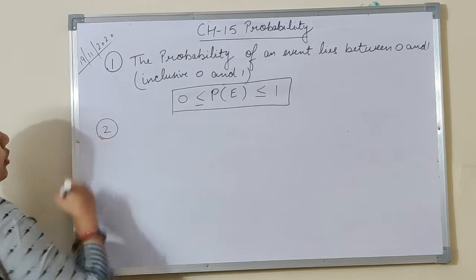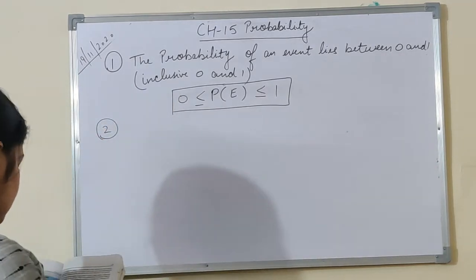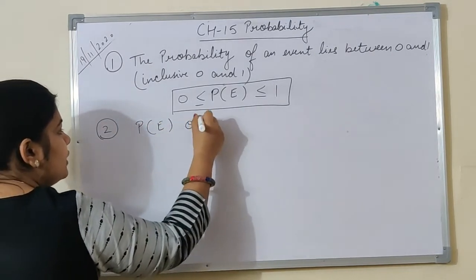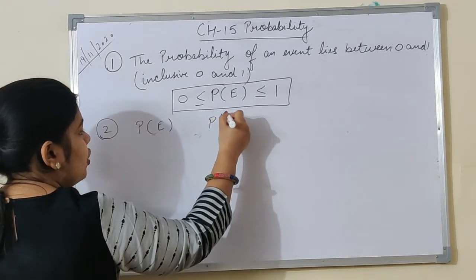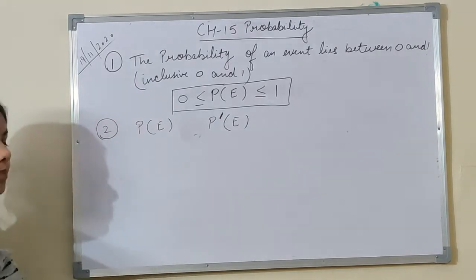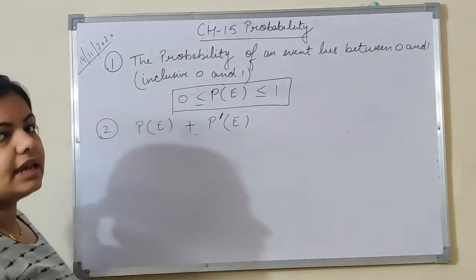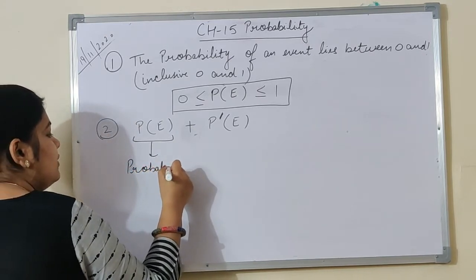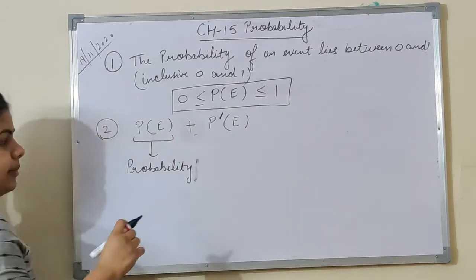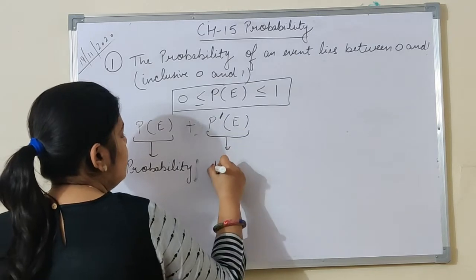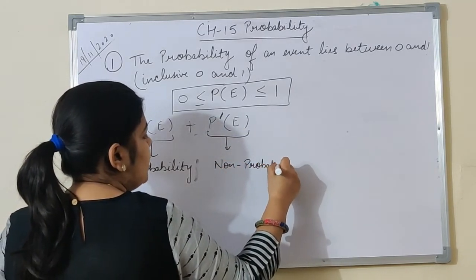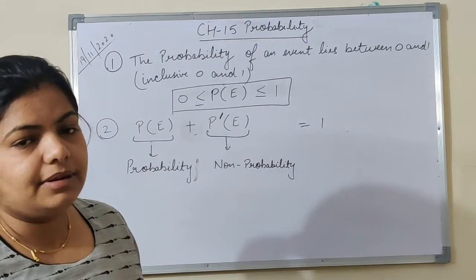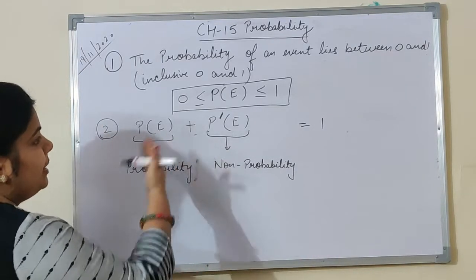Then come to the second point. There are two things: one is probability of an event and second is non-probability. Here I am denoting probability with P of E, and non-probability with P dash of E. That means the dash says that it is of non-probability. An event has probability and non-probability. If we do the sum of both, what will we get? We will get 1. Always remember this formula: probability plus non-probability is equal to 1. Because in our questions we will be applying these formulas also.